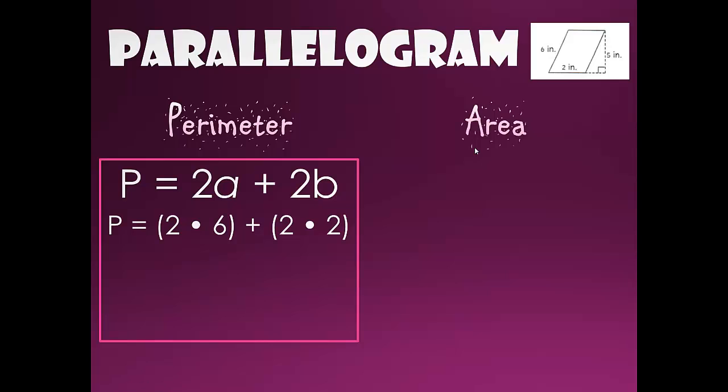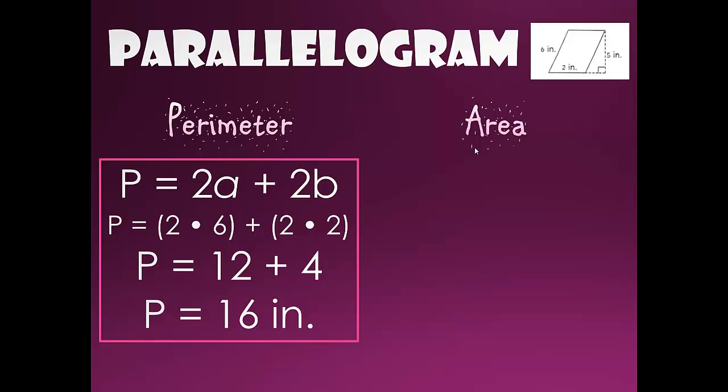So our perimeter is going to be equal to the quantity 2 times 6 plus the quantity 2 times 2. One side was 6 inches and the other side was 2 inches. 2 times 6 is 12, and 2 times 2 is 4. So our perimeter is equal to 12 plus 4, which is 16. So our perimeter equals 16 inches.